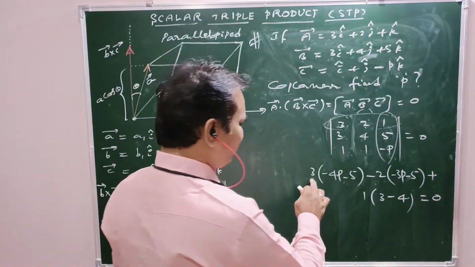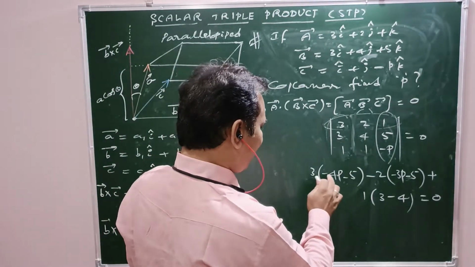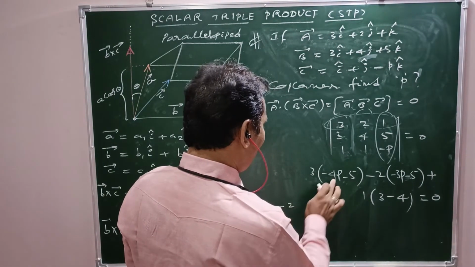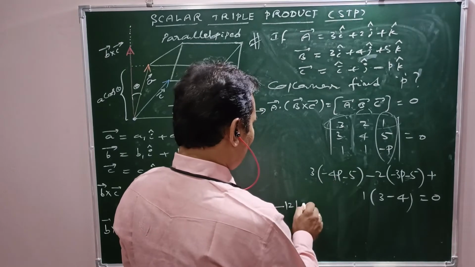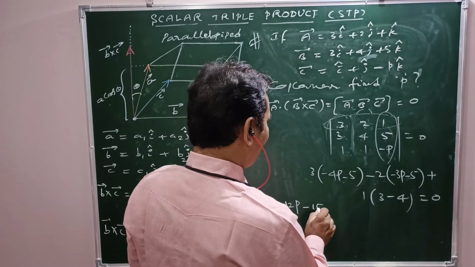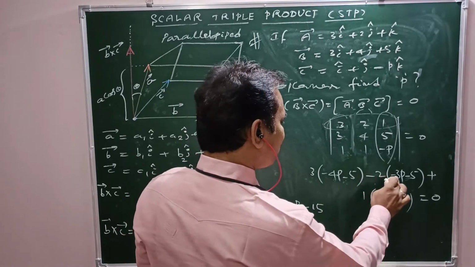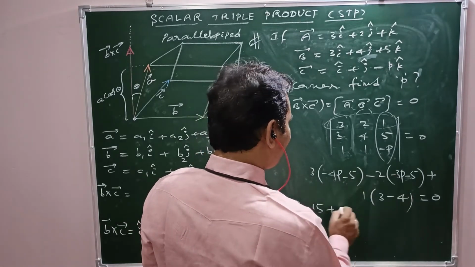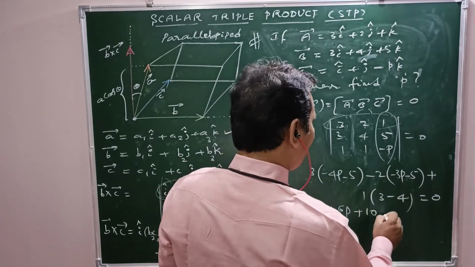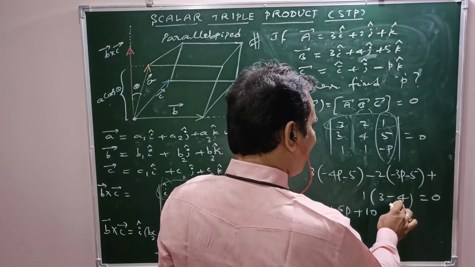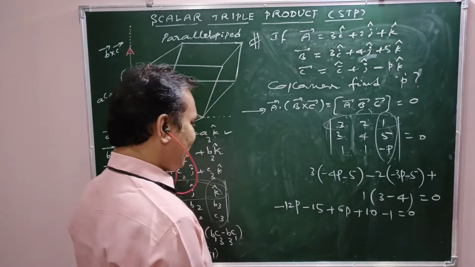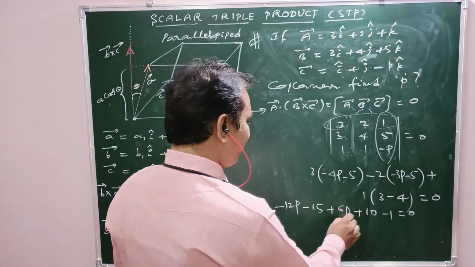What is the multiplication here? Minus 3 into 4 is 12, minus 12p. Minus 15, 3 into 5 is 15. Minus of minus plus 2 into 3 is 6p. Minus of minus plus 2 into 5 is 10. 3 minus 4 is minus 1, into 1, minus 1, equal to 0. That is minus 12p plus 6p, that is minus 6p.